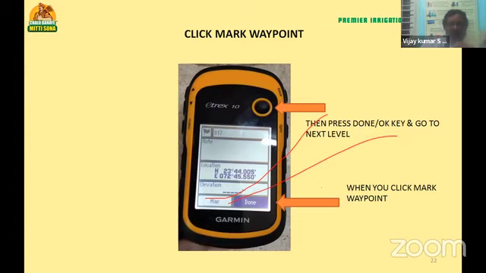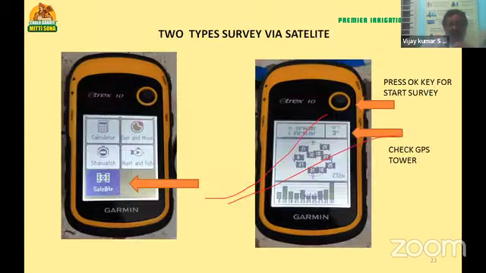Once you have completed the survey, now you must be wondering, how do I transfer this entire data? There are two types of surveys which I already told you. One, you can do it by the area method, or you can go by the waypoint method.